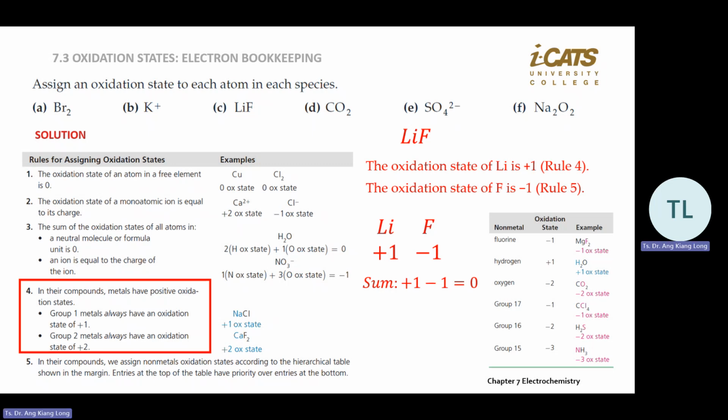In this case, Li, there's no charges, so the sum must be 0. If in your calculation for a neutral molecule, you sum up and get a number, it means something is wrong in your oxidation state. You need to check your oxidation state. So this is a neutral compound, so the sum of oxidation states is 0, like rule number 3 on the screen here.